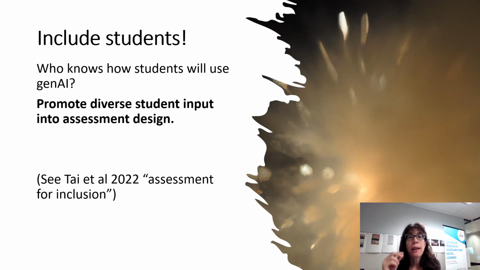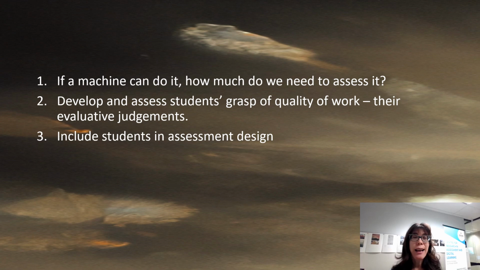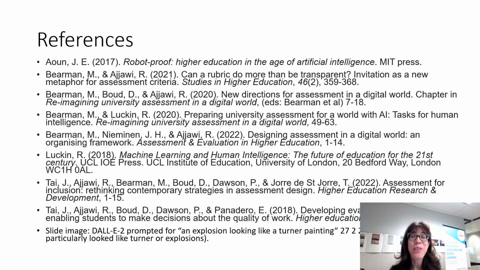And finally, include students. Who knows how students will use Gen AI? Students will know. So ask them. Promote diverse student input into assessment design. And this will have the added bonus of helping us ensure that Gen AI use promotes equity rather than makes our assessments more inequitable. So, to repeat my points, if a machine can do it, how much do we need to assess it? Develop and assess students' grasp of quality of work, their evaluative judgments, and include students in assessment design. And there's some references, and thank you very much.